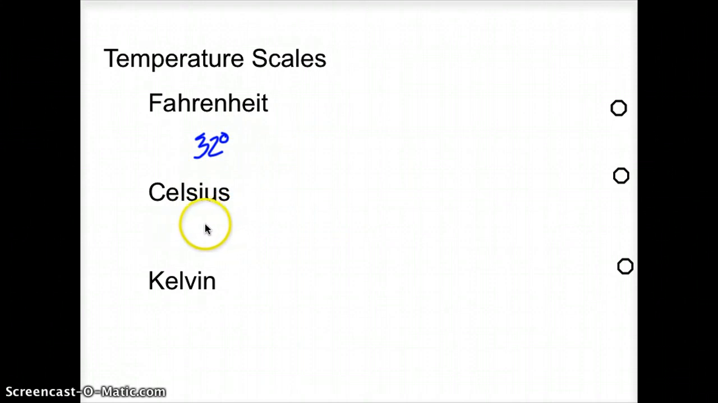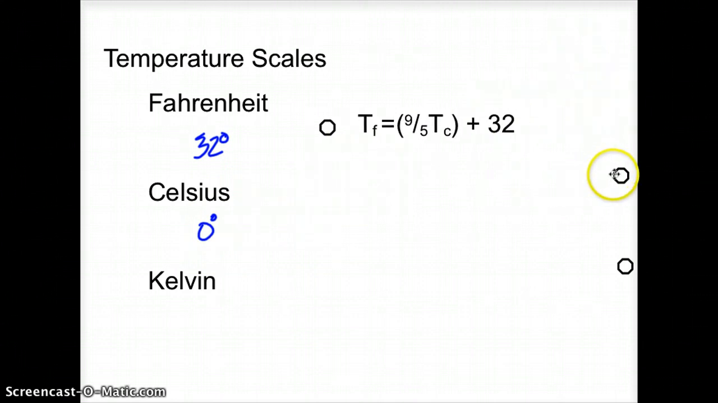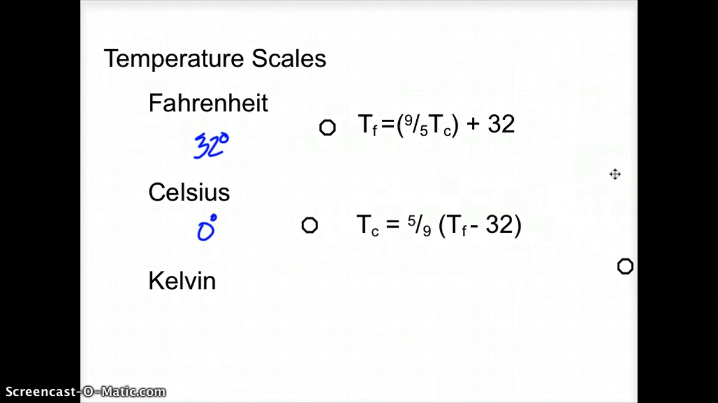The Celsius scale is one we're familiar with in class, but on the Celsius scale, 0 degrees Celsius is equal to 32 degrees Fahrenheit, and that gets tricky because of the different conversions. If I want to convert these, here are the formulas that I use to convert one to the other.